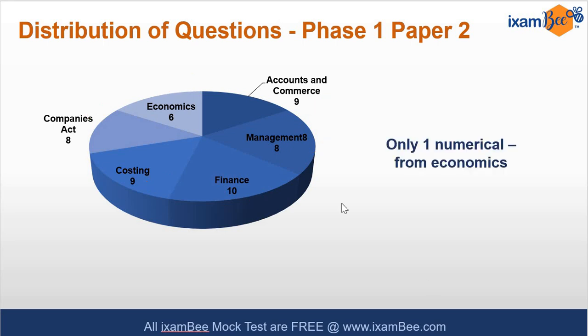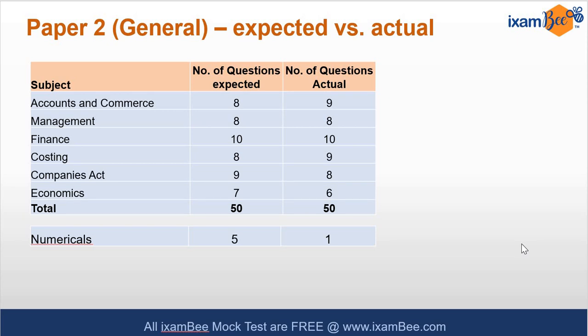If we talk about the numericals, this was a little unexpected. There were no numericals from the accounts or the costing segment, which usually does have a numerical. However, there was one numerical which was from the economics topic of demand and supply. So that was the only numerical, which of course we will discuss today in the session also.